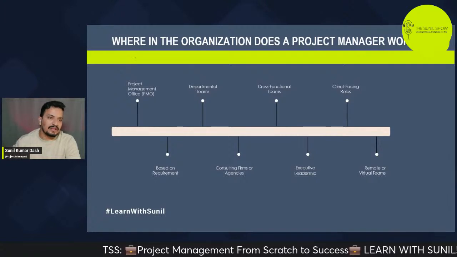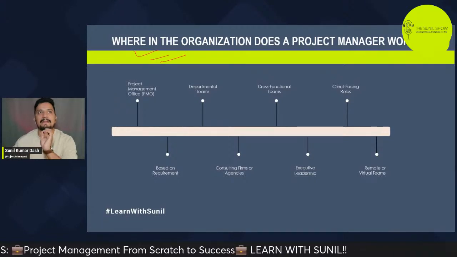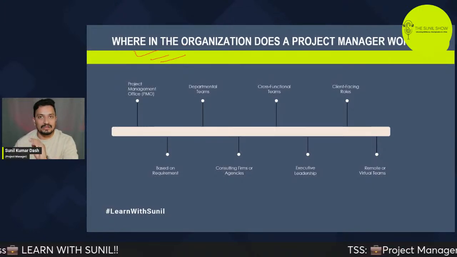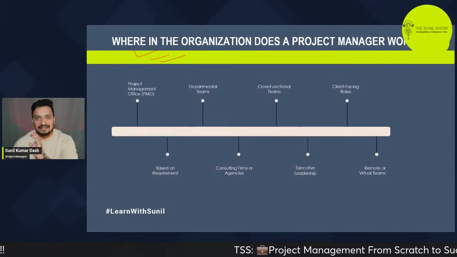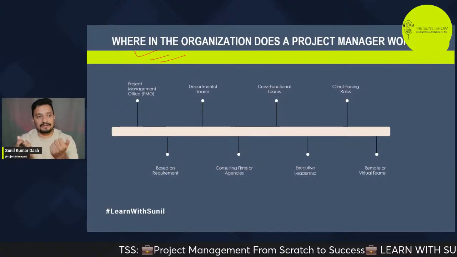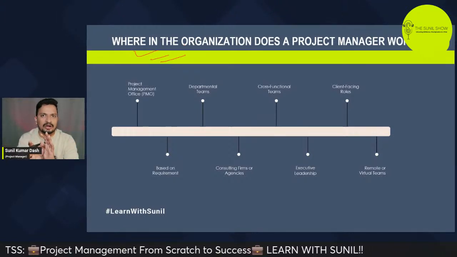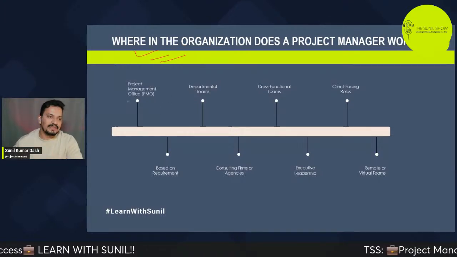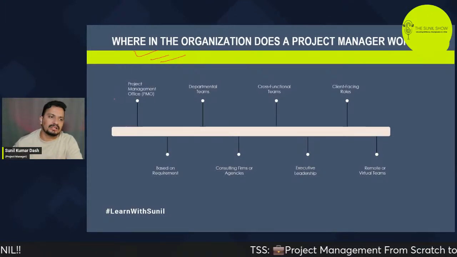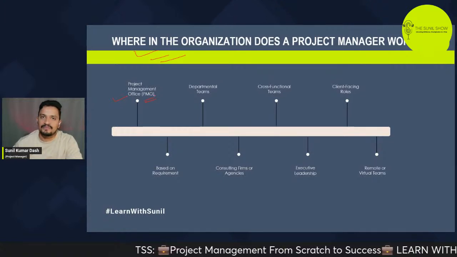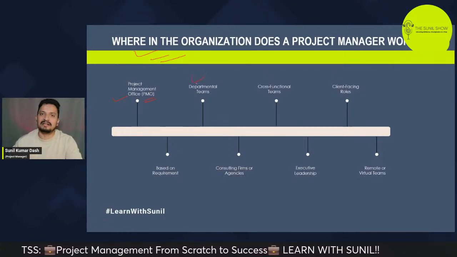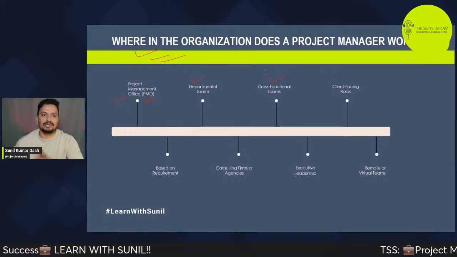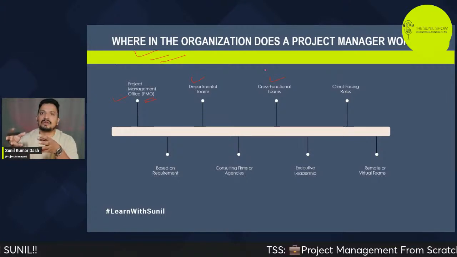Now when we say where, I would like to give you an example. As a project manager, you may work in a consulting firm, you may work in the service industry or the product industry, you may be exposed to a matrix organization or a functional organization or a PMO driven organization. So it's completely different. But you need to remember, as a project manager, you may work in the project management office, we call it a PMO, or you work in any department as a liaison, as a bridge, or you work with a cross functional team, right?